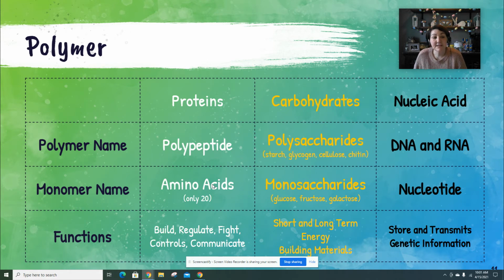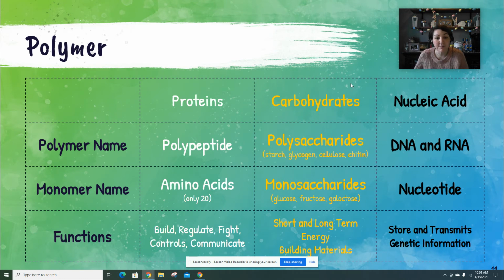The last set of polymers or macromolecules are nucleic acids. These are DNA and RNA. Nucleic acids are made up of nucleotides, and those nucleotides are built together in two different ways, either a double helix for DNA or a single helix for RNA, which we'll look at in another video. And of course, nucleic acids are used to store and to transmit genetic information.